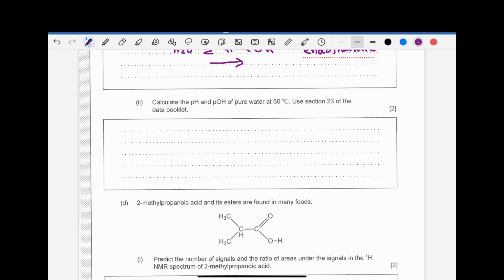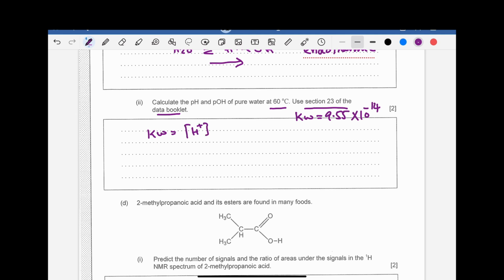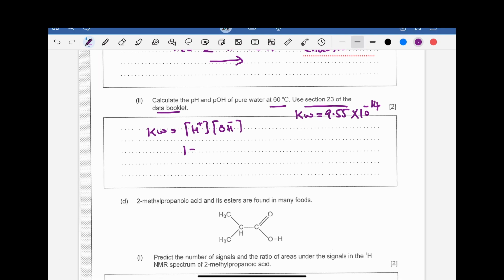Number 2, calculate the pH and pOH of water at 60 degrees Celsius. Use section 23 of the data booklet. In section 23, the new value of Kw at 60 is 9.55 × 10⁻¹⁴. Kw is equal to the molar concentration of H⁺ or H3O⁺ ions times OH⁻ ions. H⁺ is equal to OH⁻, so H⁺ squared will be equal to Kw, and the H⁺ concentration will be equal to the square root of Kw.